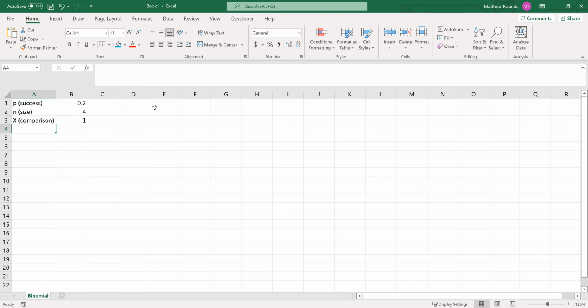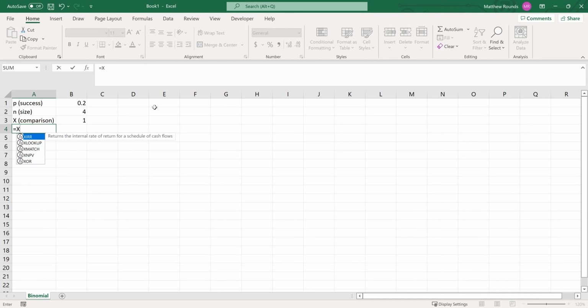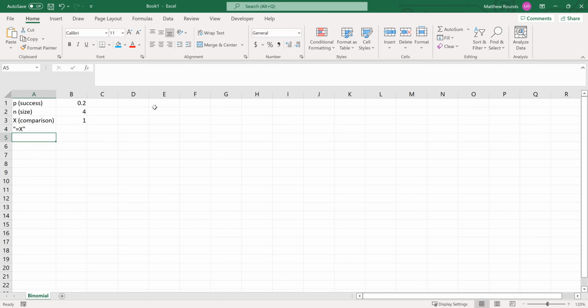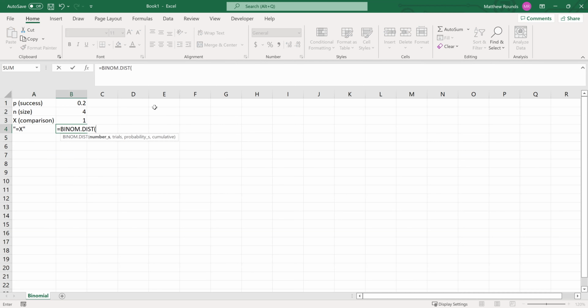And so the problem is there's actually all these different possibilities. Let me do it this way, equals X. So let's just do that one. If I type in binom.dist, it asks for a bunch of different arguments. And this is where most students struggle because they don't know what to put here.